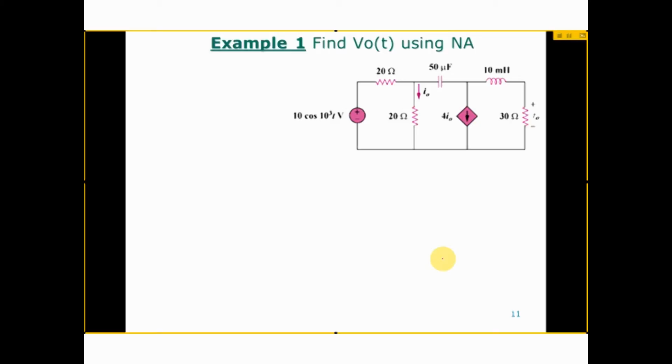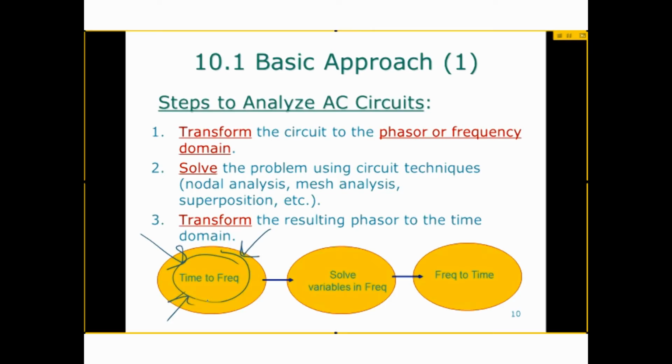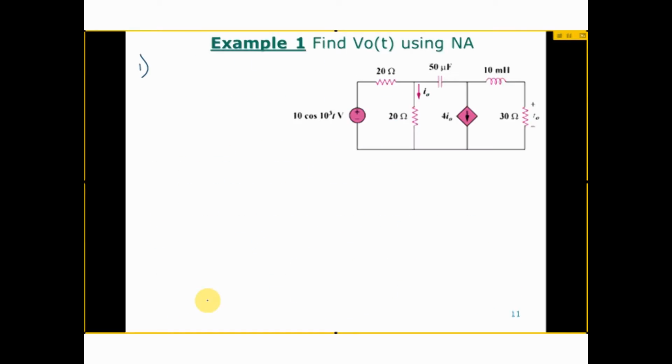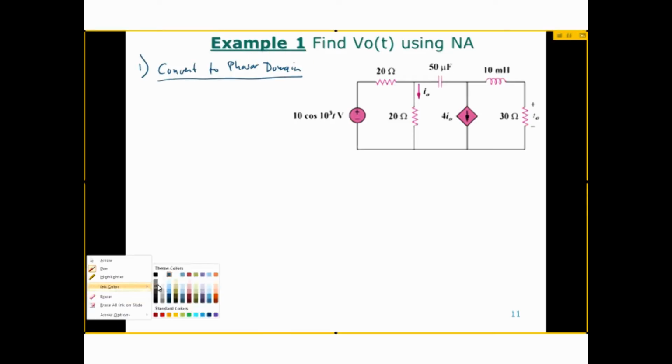Okay, so here's the problem. This is on your handout. This is example 1, and it's a complicated problem. So how are we going to actually do this? Well, step 1, it's always step 1, is we're going to convert to the phasor domain. First step is converting into the phasor domain. And we take note of all the important parameters.